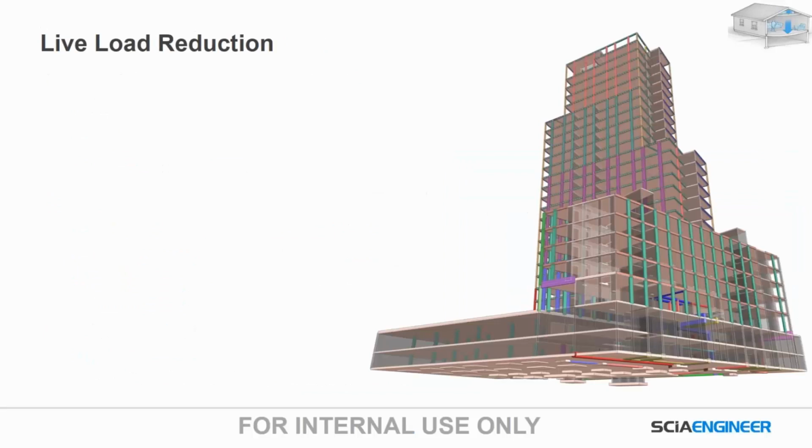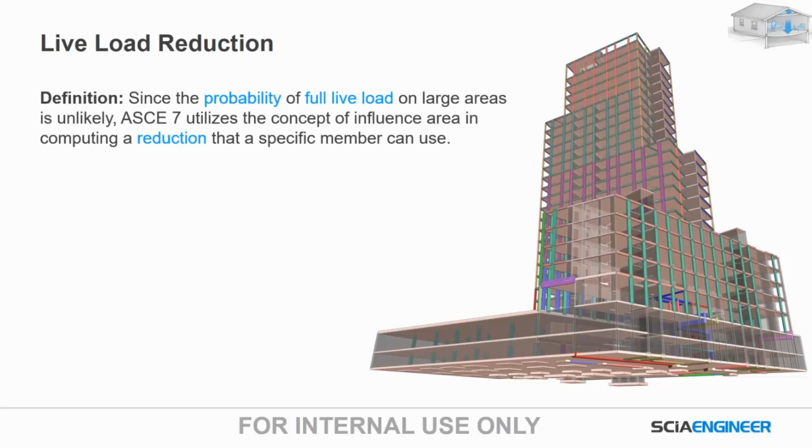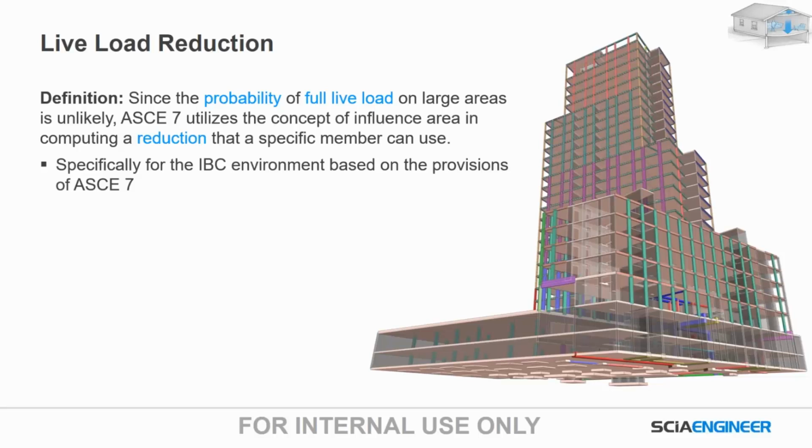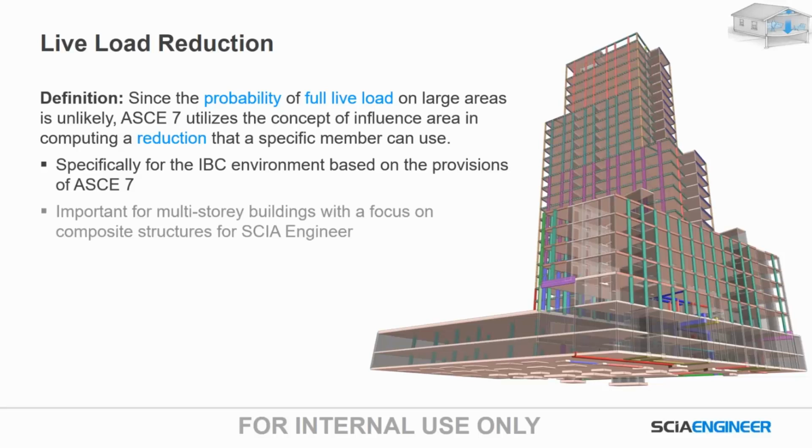Probably the largest improvement from a loading perspective, and this is specifically for the US market, is the improvement of live load reduction, or the addition of live load reduction in a building. Many people may not know what live load reduction is, so here is a brief definition. Since the probability of full live load on large areas is unlikely, ASCE 7, which is the loading code for the US, utilizes the concept of influence areas in computing a reduction in loading for a specific member. This is obviously for the IBC environment, and it's really important for multi-story buildings with a focus on composite structures.